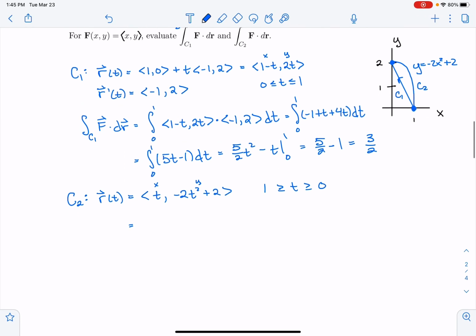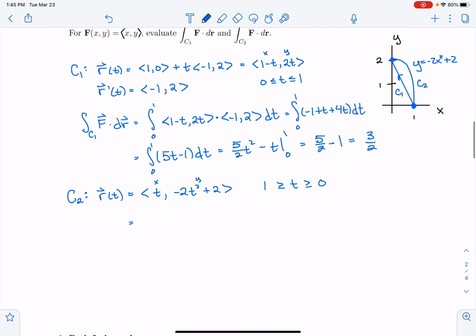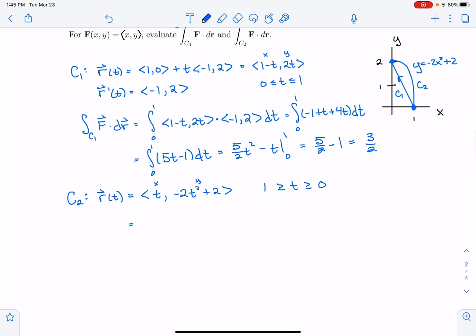Okay. We want to find the derivative, r prime of t. The derivative there is going to be 1 and then minus 4t. And so we're going to evaluate this integral over C2 of f dot dr.